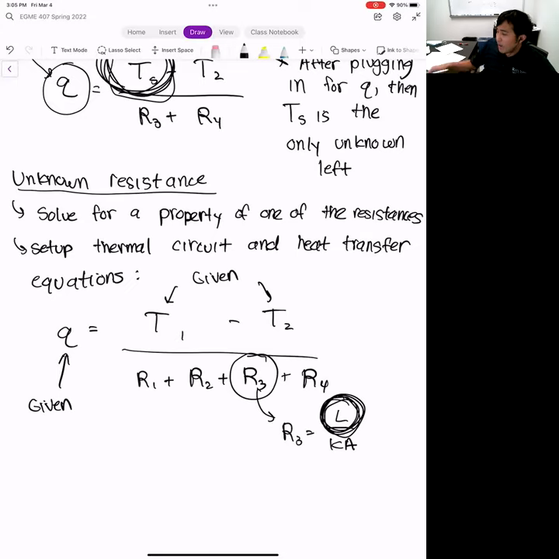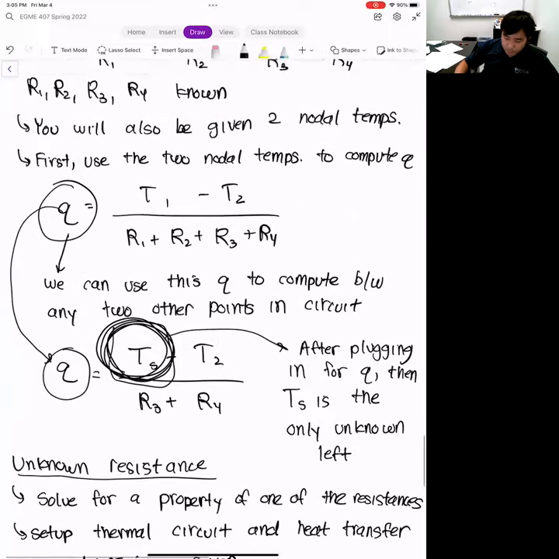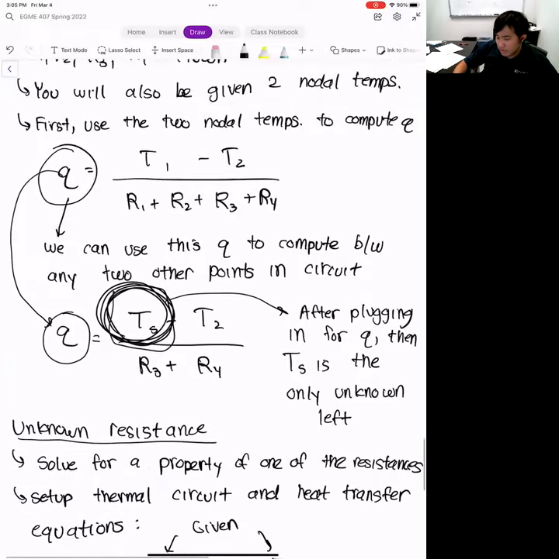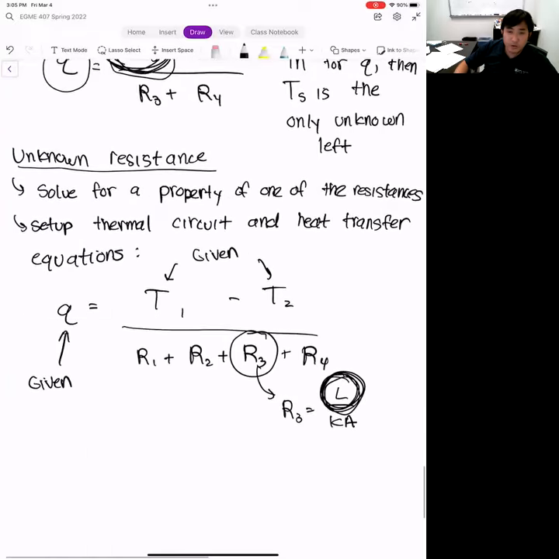I think in that one I asked you to solve for the convection coefficients of the air gaps, and that's exactly what this is. In those ones, you couldn't compute the resistances of the air gaps, but you're given everything else in the problem, and so you can use all the other information in the problem to compute that convection coefficient for you. And so that's the two main categories of problems that you might see for thermal circuits in general.